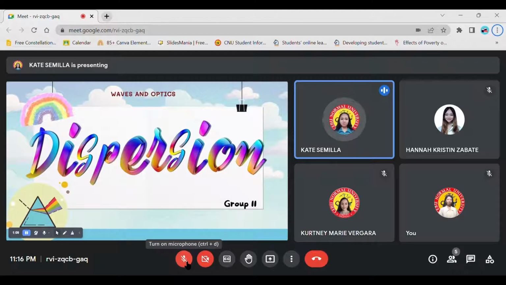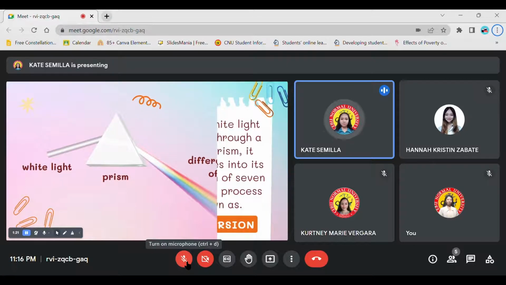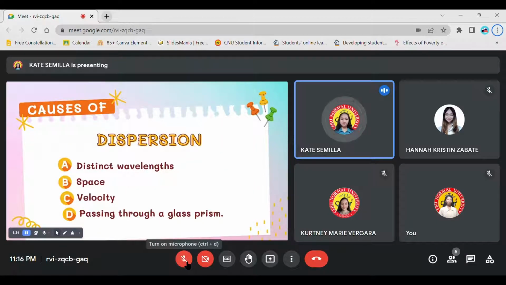Now the question is, can we separate white light? Yes, absolutely. We see in this picture that white light passes through a glass prism. Light then is separated into distinct color components. This process is also known as dispersion. An example of dispersion is a rainbow. So, what are the causes of dispersion?